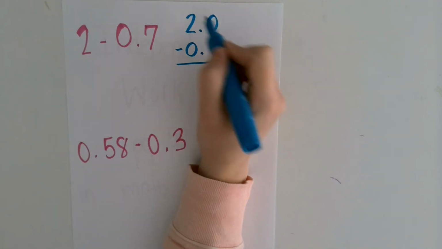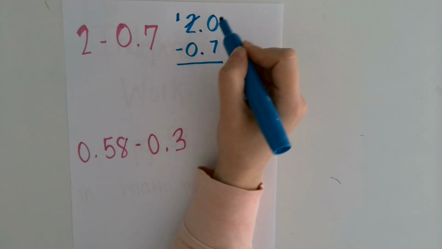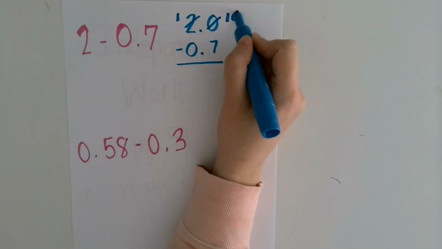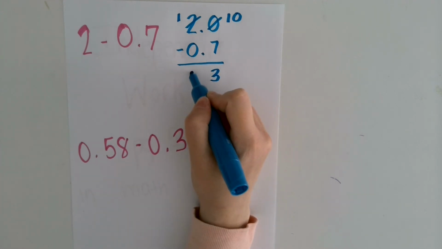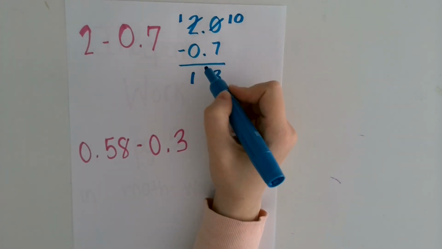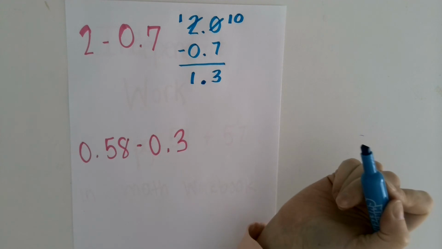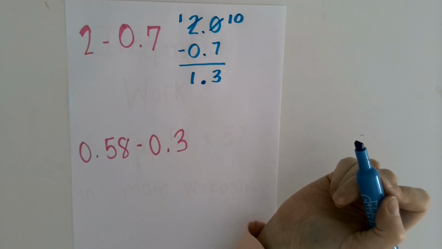So I can't do 0 minus 7, the 2 is going to become a 1, and the 0 is going to become a 10. 10 minus 7 is 3, and 1 minus 0 is 1. And then that decimal point, I'm just going to bring straight down into my answer, so I get 1.3.